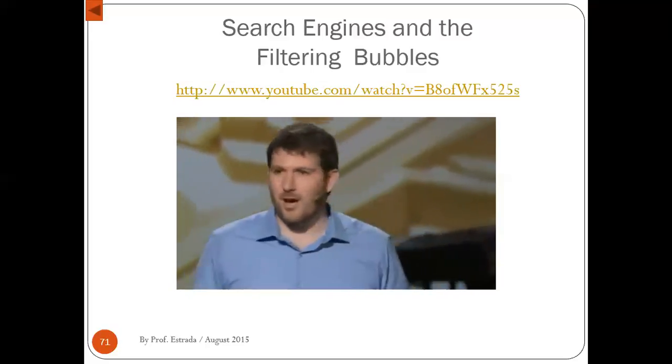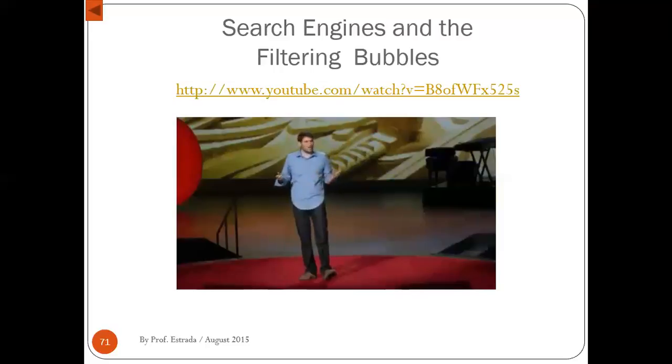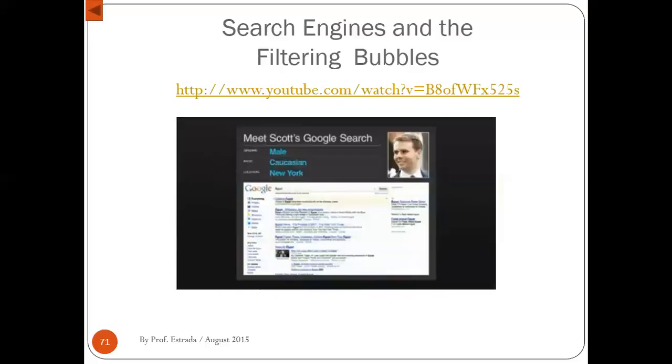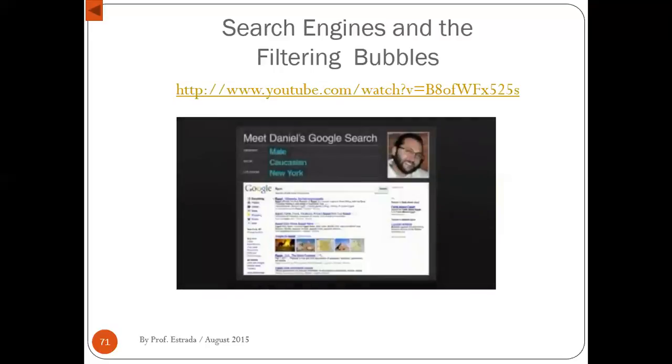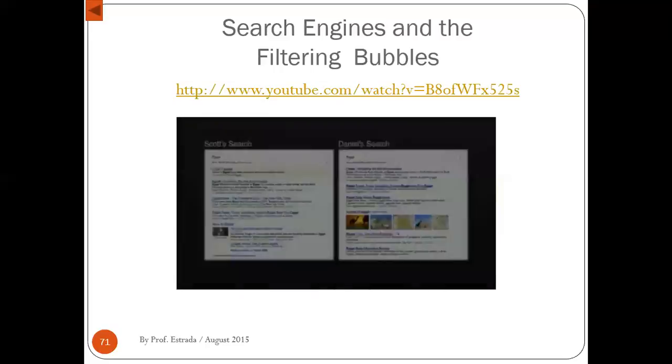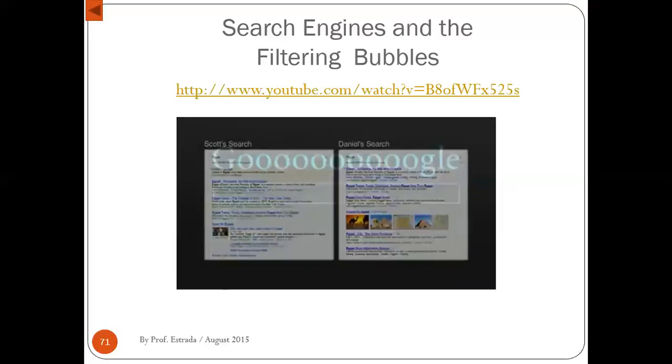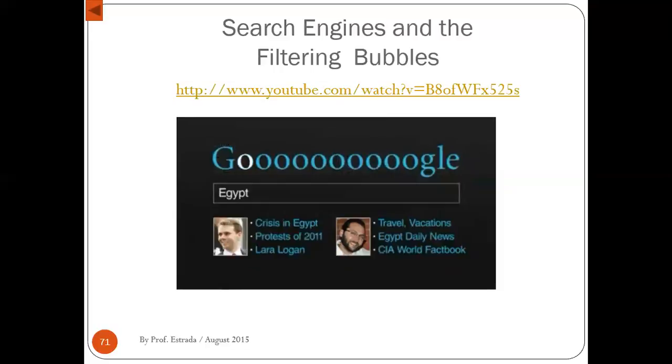But a couple of weeks ago, I asked a bunch of friends to Google Egypt and to send me screenshots of what they got. So here's my friend Scott's screenshot. And here's my friend Daniel's screenshot. When you put them side by side, you don't even have to read the links to see how different these two pages are. But when you do read the links, it's really quite remarkable. Daniel didn't get anything about the protests in Egypt at all in his first page of Google results. Scott's results were full of them. And this was the big story of the day at that time. That's how different these results are becoming.